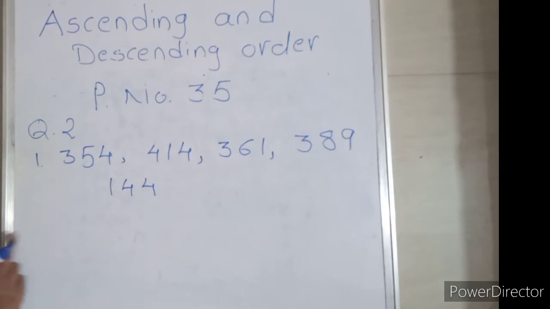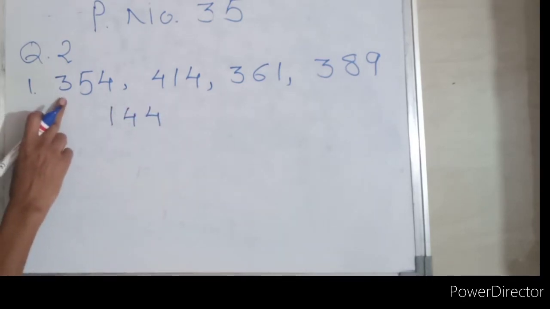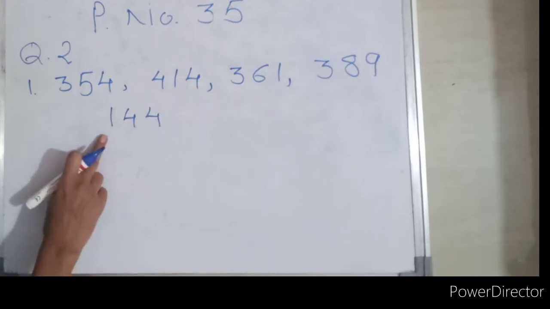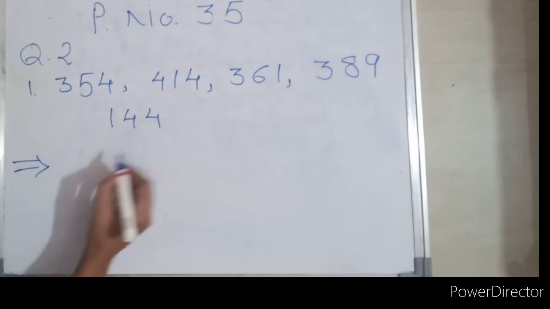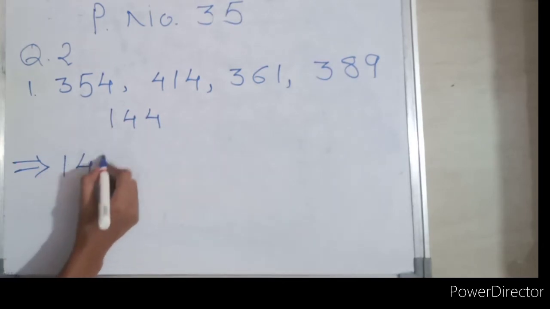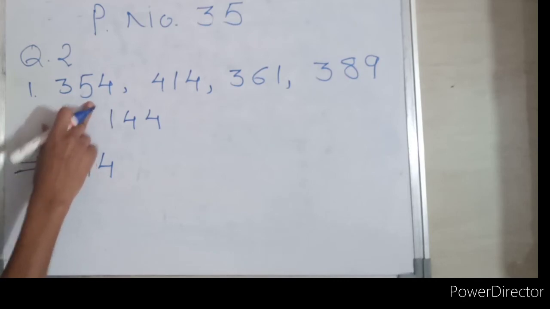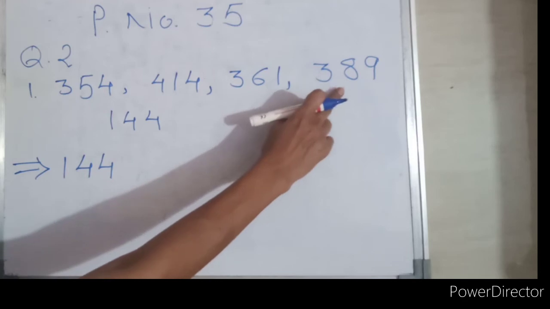So for this, see the value of each digit. Here is 3, here is 4, here is 3, 3 and here is 1. So yes, 1 is small in all these. So 144 will come. Then here is 354, here is 361 and this is 389.